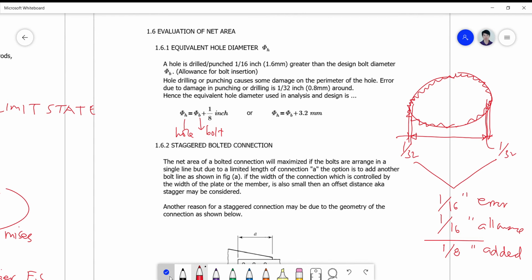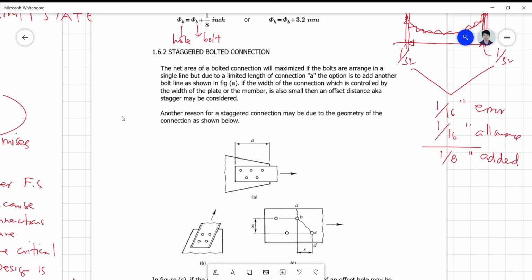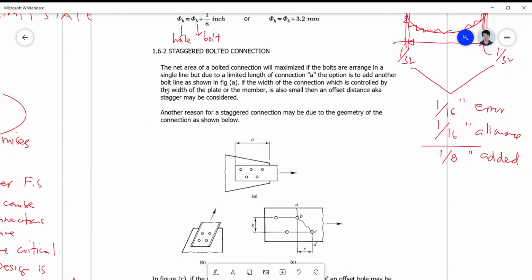Now, what makes the evaluation of net area a little bit more complicated is because of staggering. So what is now a staggered bolted connection? A staggered bolted connection is a pattern in which the holes are not placed along a gauge line which is straight. Okay, so an example of a staggered connection is this one.